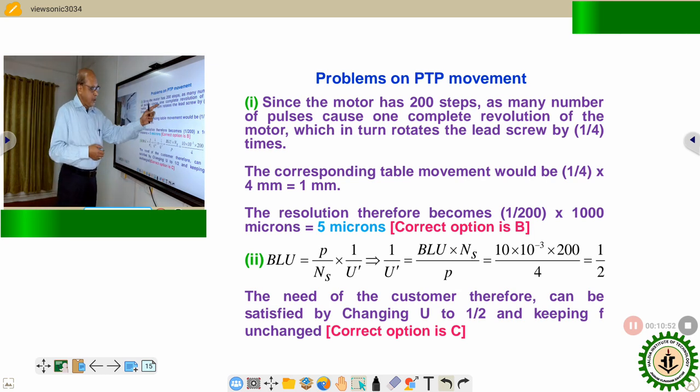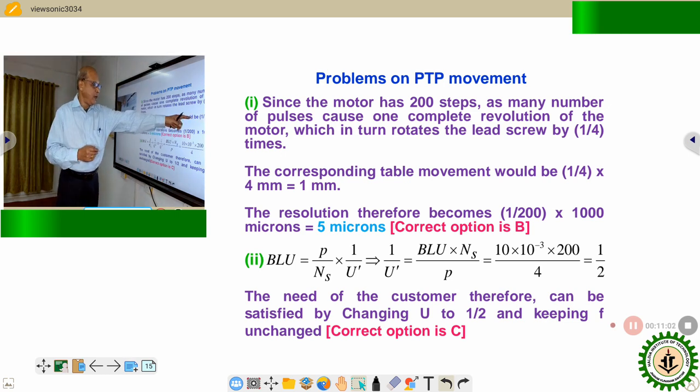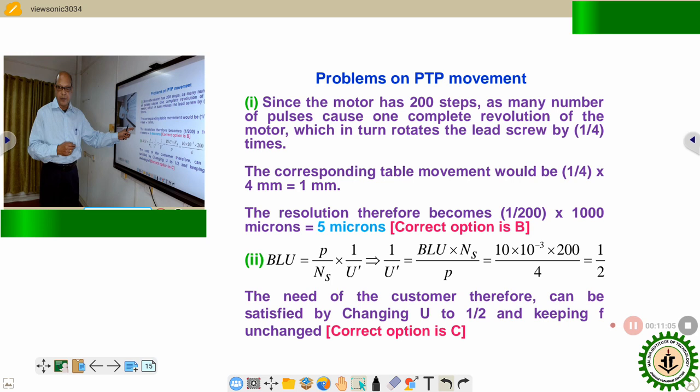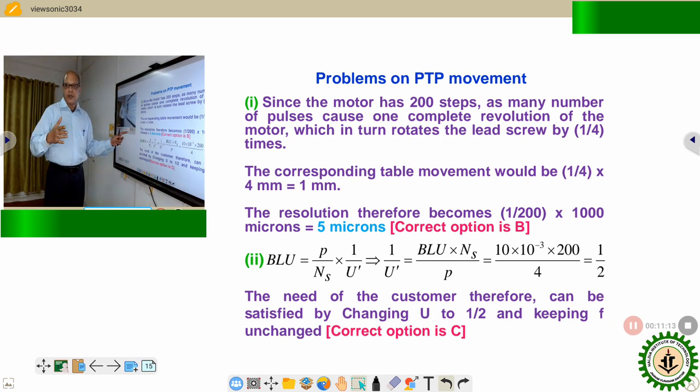And between the lead screw and the table and the nut, the motion is transmitted from rotary to linear. So the corresponding table movement would be how much? 1/4 into 4 millimeter, because pitch given is 4 millimeter. So one complete turn of the lead screw will induce 4 millimeter pitch linear travel. So in this case it is 1/4 of 4, so you will get 1 millimeter travel. So if you correlate, the starting point is 200 steps, means 200 pulses. So 200 pulses causes 1 millimeter linear displacement of the slide.